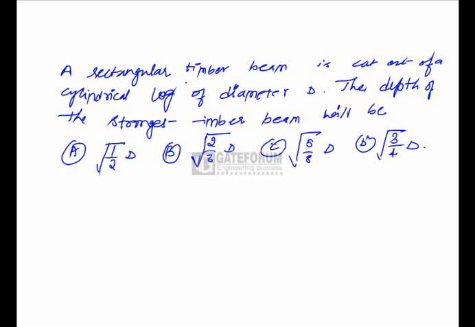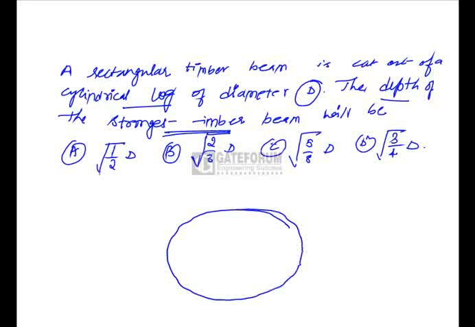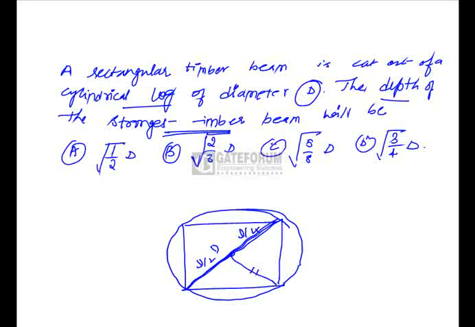Let us look into this problem. A rectangular timber beam is to be cut out of a cylindrical log whose diameter is D. Now we have to find the depth of the strongest timber beam. Let us consider a circular beam. Now let us consider a rectangle inscribed inside. The diameter of this circle is nothing but the diagonal of the rectangle, which is given as D, and the radius will be D by 2. Now, by using the properties of triangles, we'll get the breadth of this rectangle as D by root 3. And by using Pythagoras theorem, we'll obtain the length as root 2 by 3 D, which is nothing but option B.